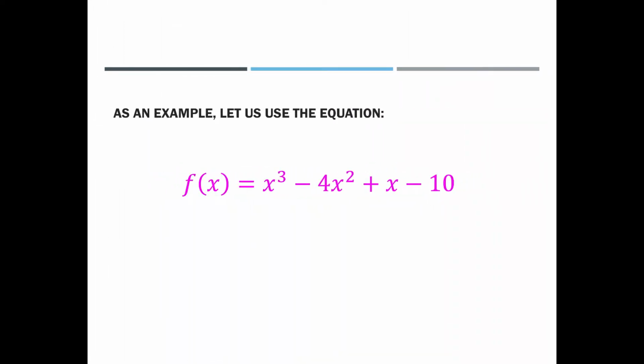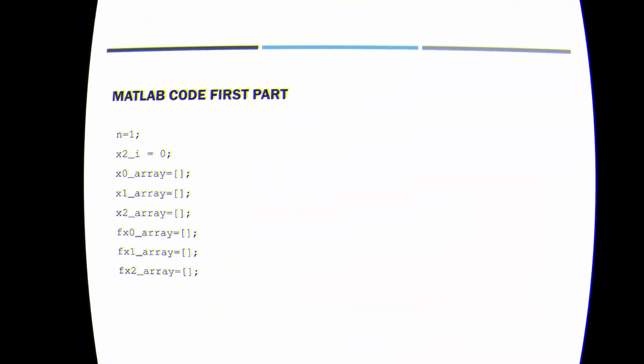As an example, let us use the equation f of x equals x cubed minus 4x squared plus x minus 10. Using MATLAB, we can solve for a root of the equation with the secant method. Let us divide the MATLAB code into 4 parts for better understanding.